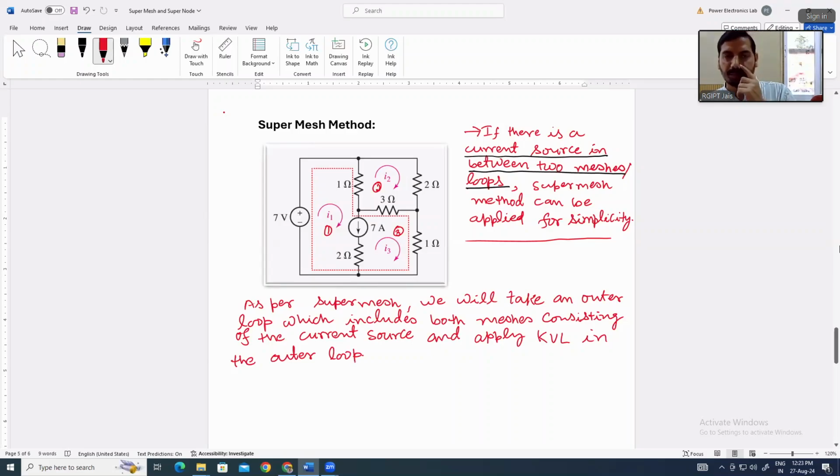Meaning, if there is a current source in between two meshes, what can we take? We will assume this one as an outer loop. So you can see that the dotted line is represented here. This is an outer loop consisting of both loops. It means we will combine both loops and consider this outer loop as a super mesh. So this outer loop is a super mesh.